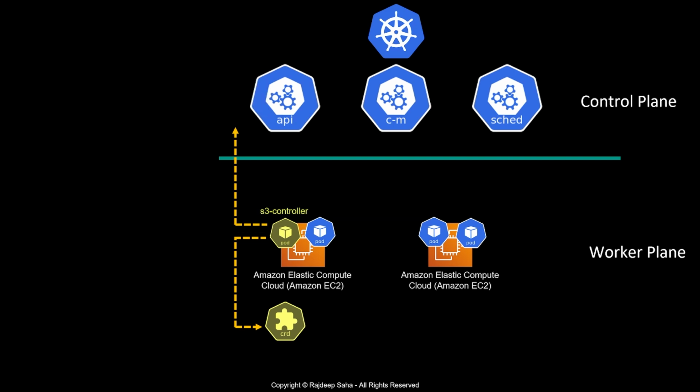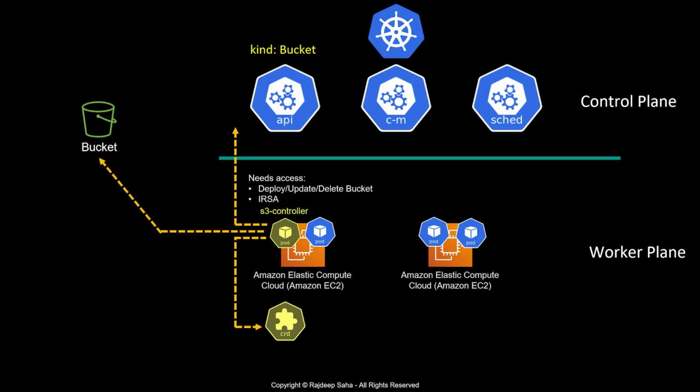Similarly, Lambda is not the only controller you can have. Using this same flow, you can create an S3 bucket. So instead of a Lambda controller, you'll have an S3 controller, and the CRD will define what it needs to do if someone submits with a kind bucket. In this case, this controller pod needs to have access to deploy, update, and delete buckets. So the pod can read any manifest file with kind bucket and go create this bucket.